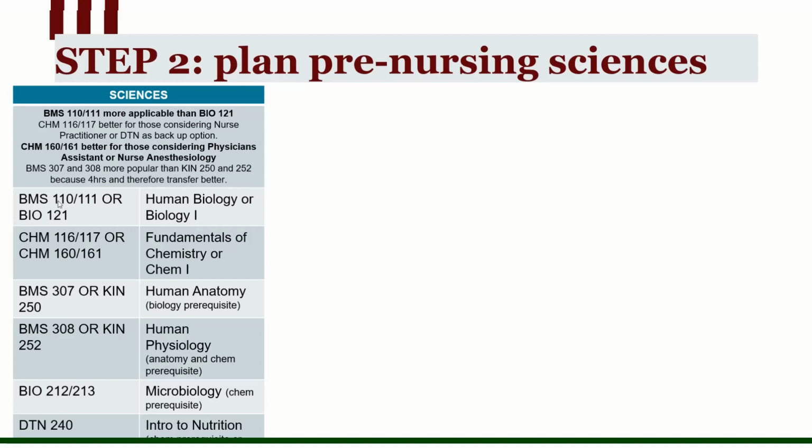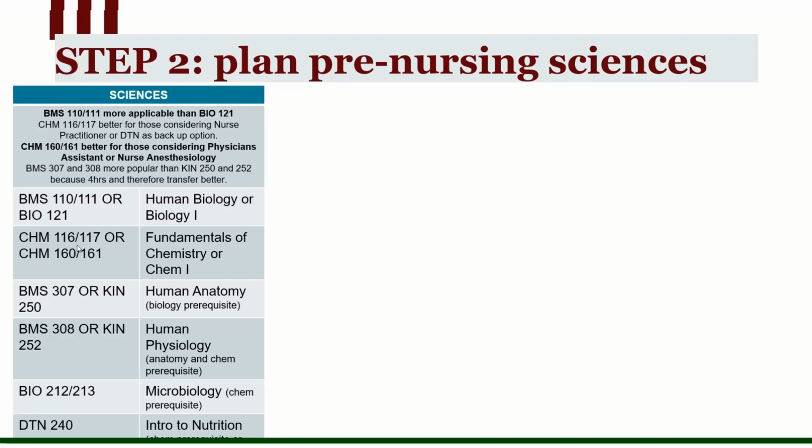Most nursing students are going to take BMS 110 and 111 because it's human biology, so it's a little more applicable to the nursing field. If that does not work with your schedule, you can take Bio 121, and that will work as a prerequisite for anatomy as well. So recommend 110 and 111, but 121 will work if you need it to.